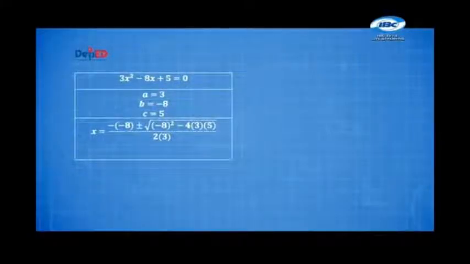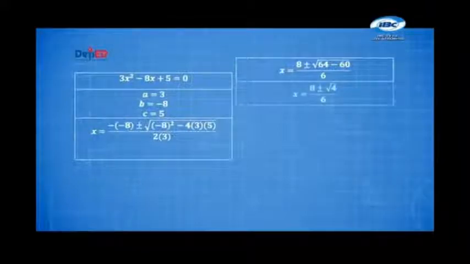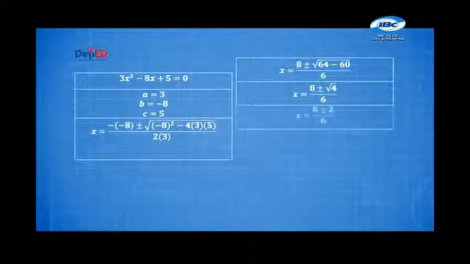Then, we simplify. Here's what we should get. X equals positive 8 plus minus the square root of the expression 64 minus 60 all over 6. 64 minus 60 is equal to 4. Thus, 4 is what appears now under the radical sign. The principal root of 4 is 2, so the numerator is now expressed as 8 plus minus 2.